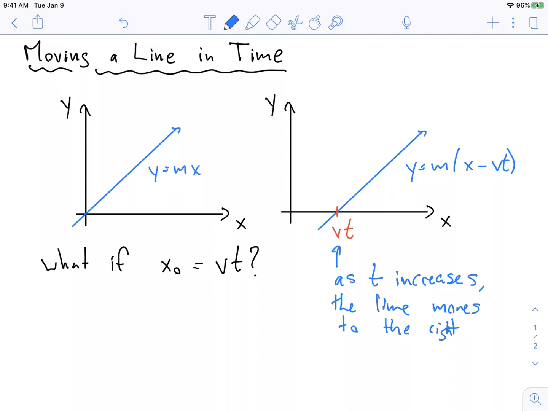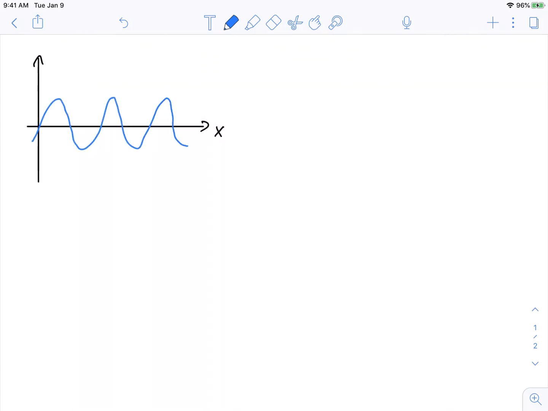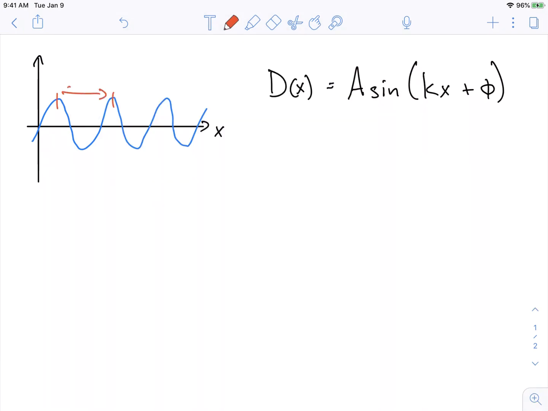So let's see how this works with a sine wave now. I start with d of x. So I'm just going to plot a sine wave. Okay, so there's some phase. What does kx tell us? Well, remember, kx gives us some information about the wavelength. So there's some wavelength here. But this is just a graph. It's just staying there. It's not going anywhere. So what I want to do is be able to make this thing move to the side.